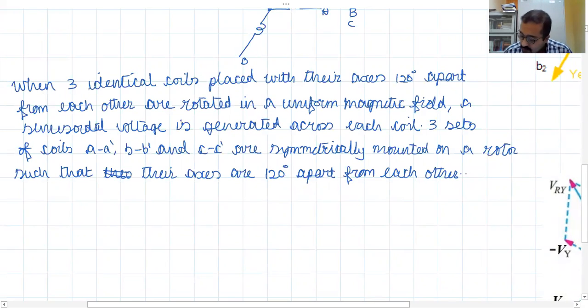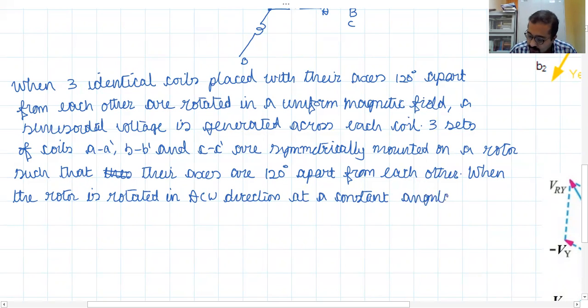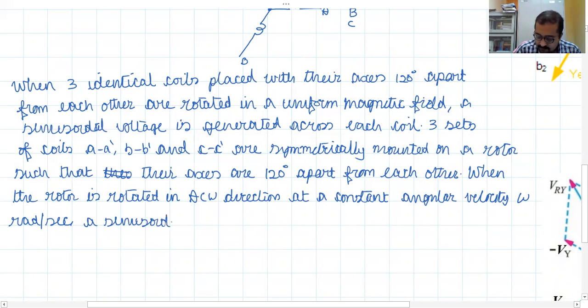Now when the rotor is rotated in anti-clockwise direction at a constant angular velocity omega radians per second, a sinusoidal voltage is generated across each coil.